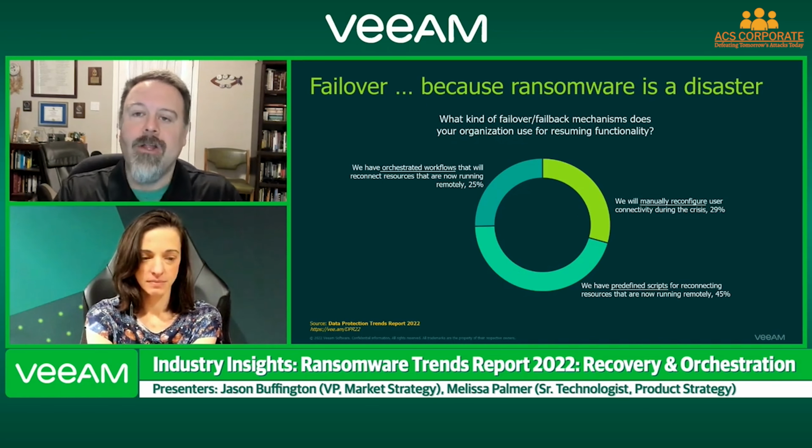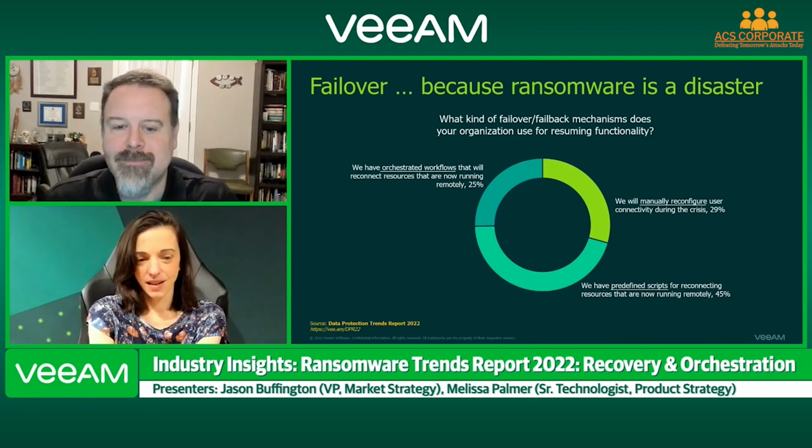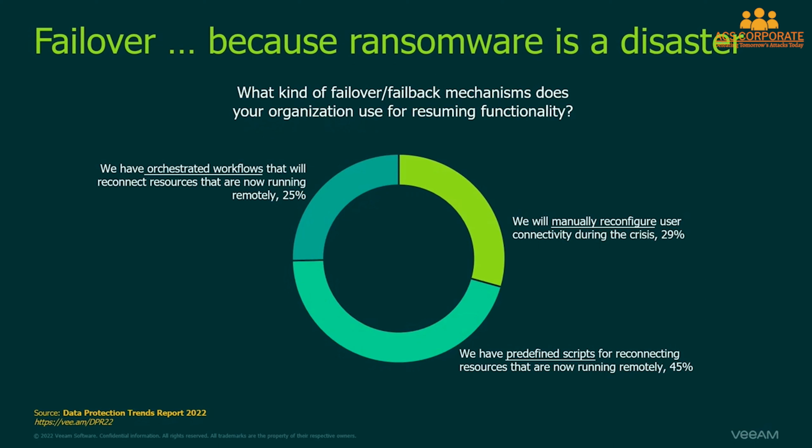I'm going to ask you to start at 12 o'clock and work your way around. What do you see on this chart? Oh dear. We will manually reconfigure user connectivity during the crisis. 29% of respondents think that they're going to get hit by ransomware, manually recover everything, and be successful. And I don't know how to tell the 29% of you out there that you're going to have a really bad time. It's not going to go well for you.